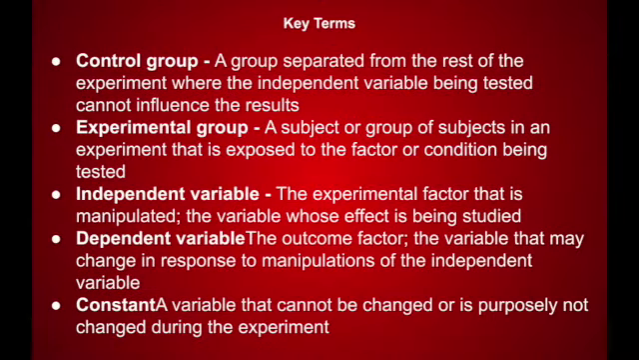Key terms from this are: 1. Control group, a group separated from the rest of the experiment where the independent variable being tested cannot influence the results. Experimental group, a subject or group of subjects in an experiment that is exposed to the factor or condition being tested. The independent variable, the experimental factor that is manipulated, the variable whose effect is being studied. Dependent variable, the outcome factor, the variable that may change in response to manipulations of the independent variable. And constant, a variable that cannot be changed or is purposefully not changed during the experiment.